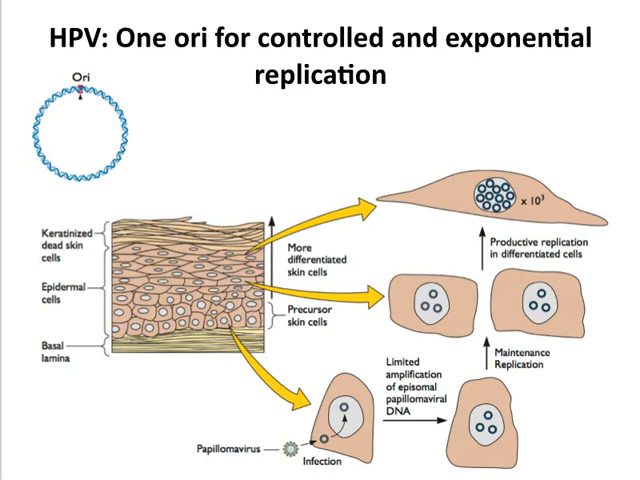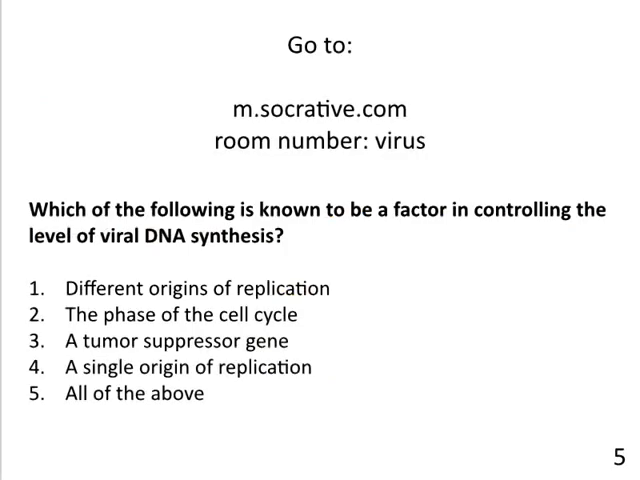So this is controlled by one origin. The virus only has one origin, and the cell proteins that are present and change from the undifferentiated to the differentiated cells control this. So that's another cool mechanism.